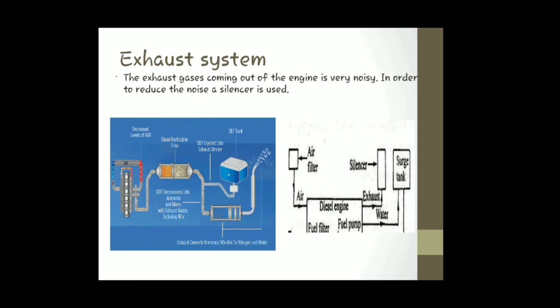The next system is the exhaust system. The exhaust gases coming out of the engine are very noisy. In order to reduce the noise, a silencer is used. The other name for the silencer is the tailpipe.